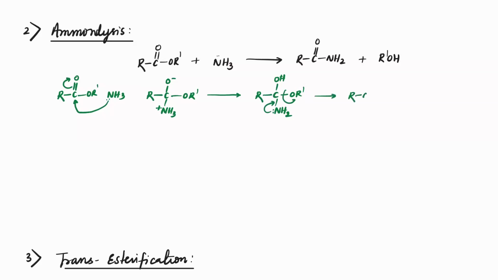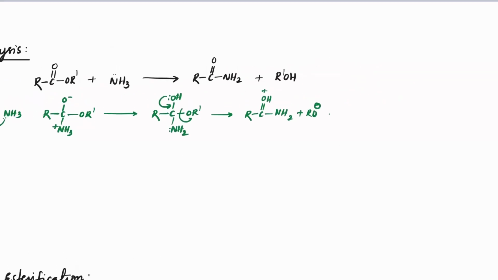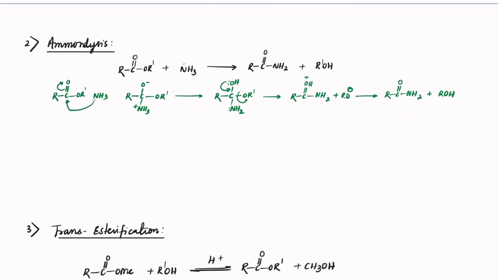So the lone pair from here will push to remove out this OR minus. So we'll get this as OH plus and NH2 plus RO minus. And that RO minus will take the H plus and convert into RC double bond O NH2 plus ROH. So this is the final product. This is how the ammonolysis works.